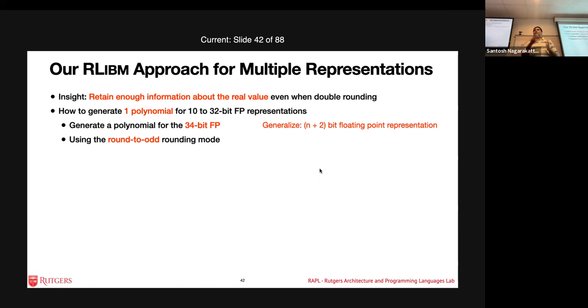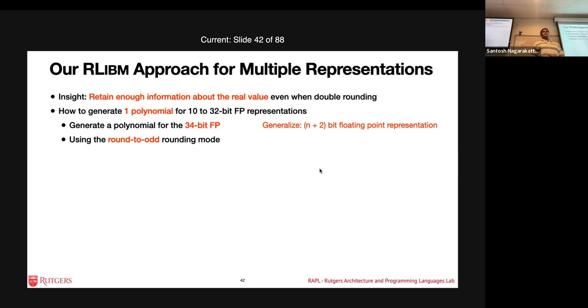Again, I'm just using 10 and 32, but it's general. If you want to produce correctly rounded results for any representation up to n bits, you create a library for n plus 2 bits with the round to odd mode. Okay, now I emphasize this. Now, what is the round to odd mode? The round to odd mode is a non-standard rounding mode. If a value is exactly representable in the representation, it rounds to that value. If it's not, it rounds to an adjacent value whose bit pattern is odd. So let me explain it with an example.